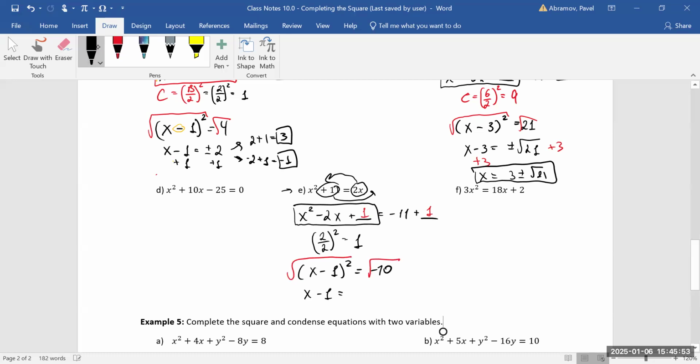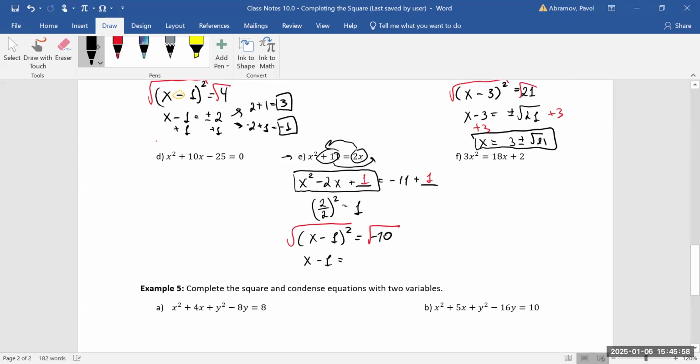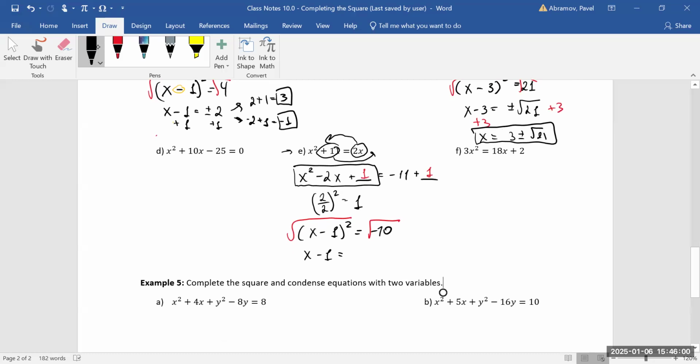X minus 1 equals... please remember that we now have imaginary numbers. So we take a square root of negative 10, which would be plus or minus i square root of 10. And then we add 1 to the other side. So we do get solutions here as x equals 1 plus or minus i square root of 10.